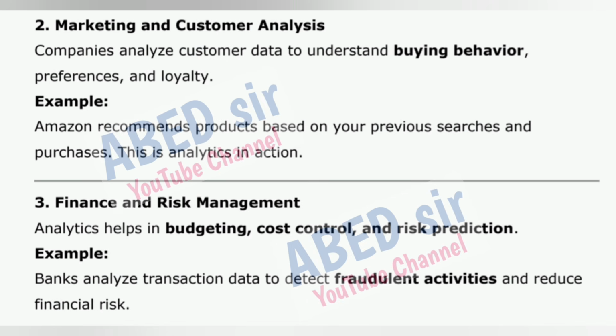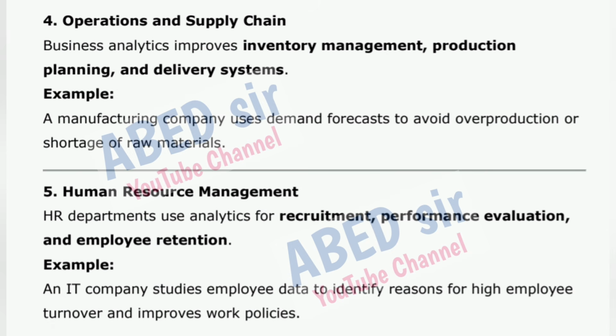3. Finance and risk management. Analytics helps in budgeting, cost control, and risk prediction. Example. Banks analyze transaction data to detect fraudulent activities and reduce financial risk. 4. Operations and supply chain. Business analytics improves inventory management, production planning, and delivery systems. Example. A manufacturing company uses demand forecasts to avoid overproduction or shortage of raw materials.